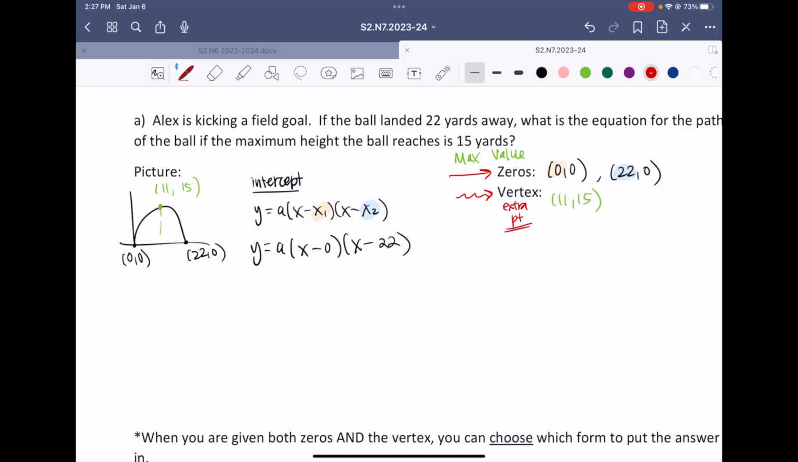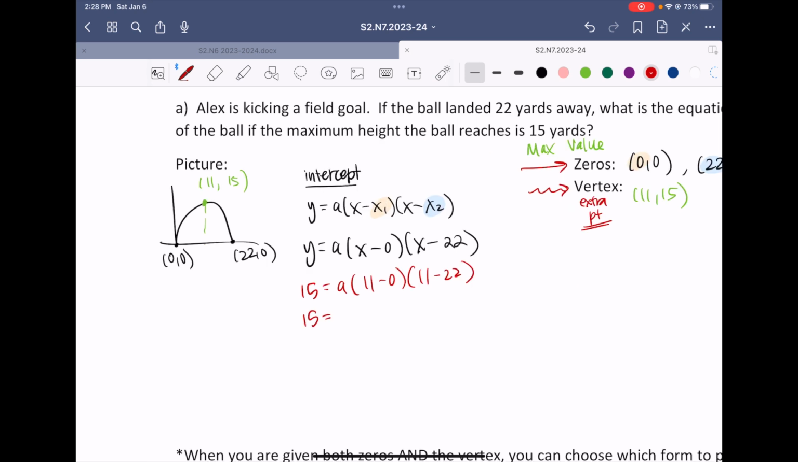So let's do that. So y, which is 15, equals A times x, which is 11, minus 0, times 11 minus 22. Clean that up. 15 equals A times 11 times negative 11. I just wanted to set you up to expect that we have a 121 in there. Cool. These are connected by a multiply. Let's divide both sides by negative 121. And A is equal to negative 15 over 121. Notice I just slipped that negative to the top. Like I mentioned, we don't generally put negatives on the bottom.